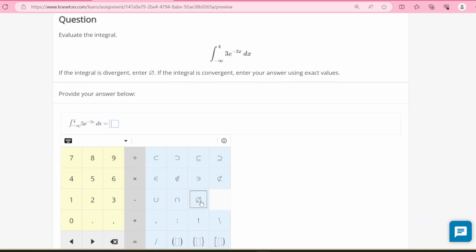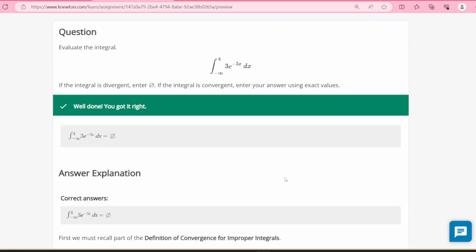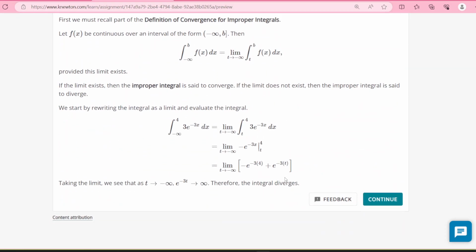So remember the symbol for that was this circle with the slash through it they want us to enter. Great. Divergent for sure.